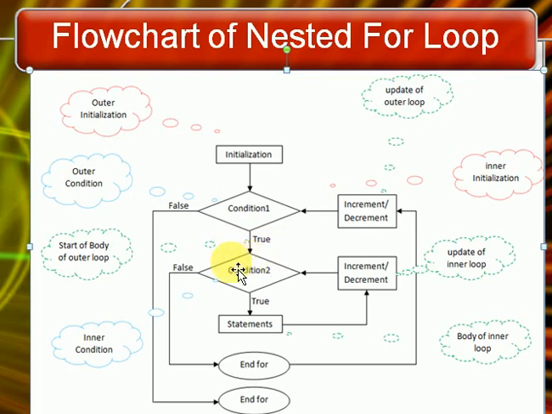Then the test condition of the inner for loop. If it's true, then the body of the for loop is executed. Increment or decrement in the loop control variable of the inner loop is executed. When the condition of the inner for loop becomes false, then it's the end of the inner for loop and control again transfers to the increment or decrement part of the outer for loop. When the condition of the outer for loop becomes false, then it's the end of the outer for loop and control is transferred to the statement following the outer for loop.